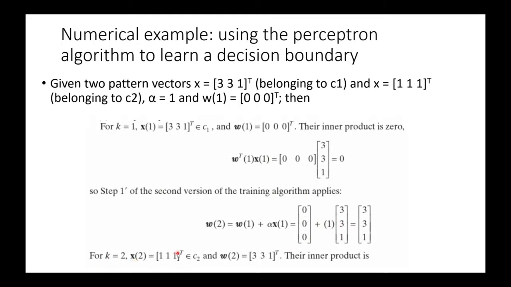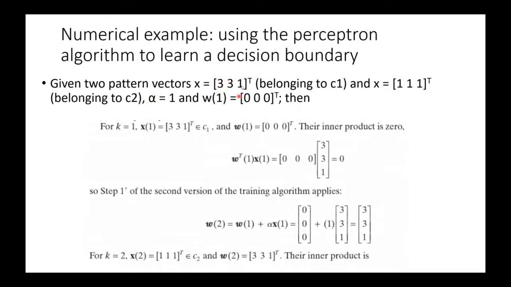For the second example, 1, 1, 1, that should belong to C2. If it belongs to C2, the inner product should be negative. If we calculate the inner product, it's 7. It's not negative. So I should apply the correction. That is what I do when I go through all of the training examples as I did now. It was a very small training set, just 2 examples. I went through the perceptron once. This is one training epoch.